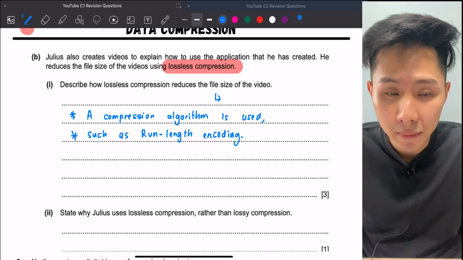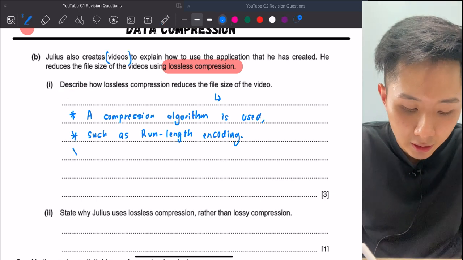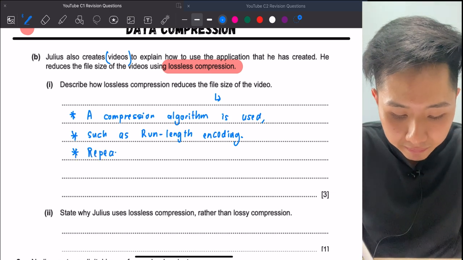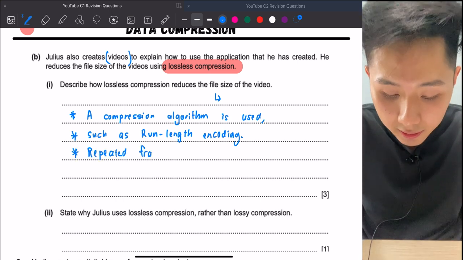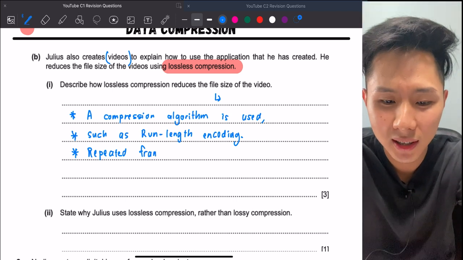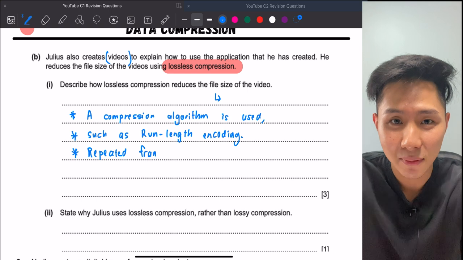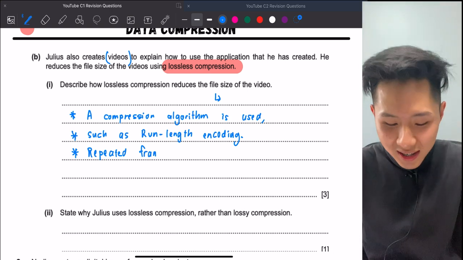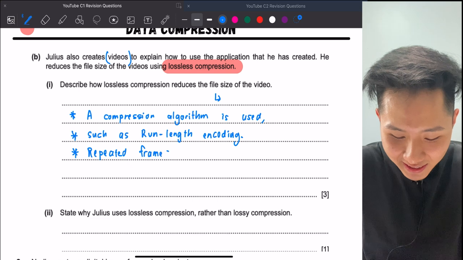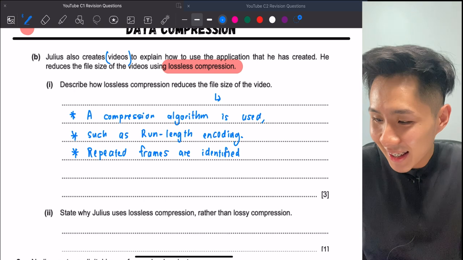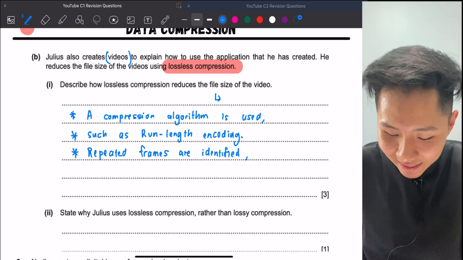And because they are making videos here, you can explain it in a way that says repeated frames are identified. And then replaced with an index.